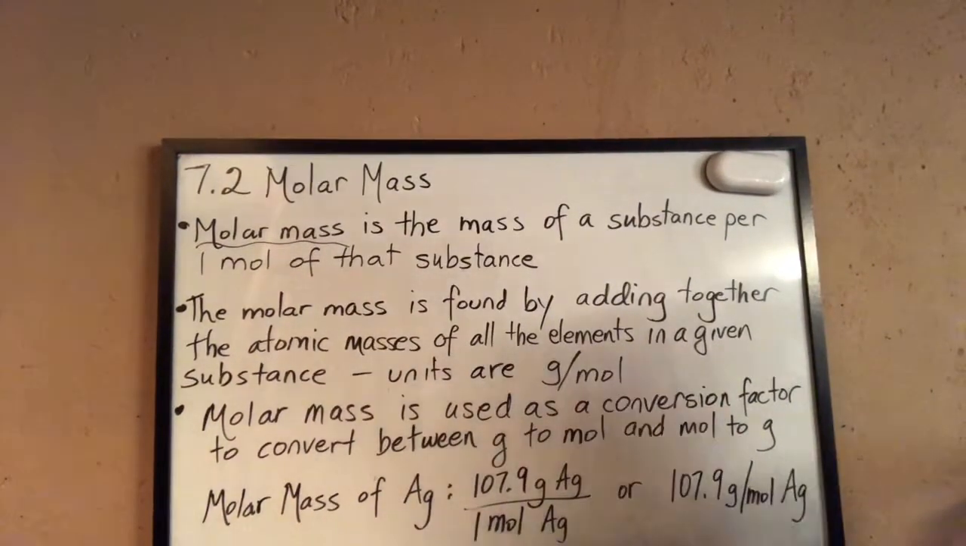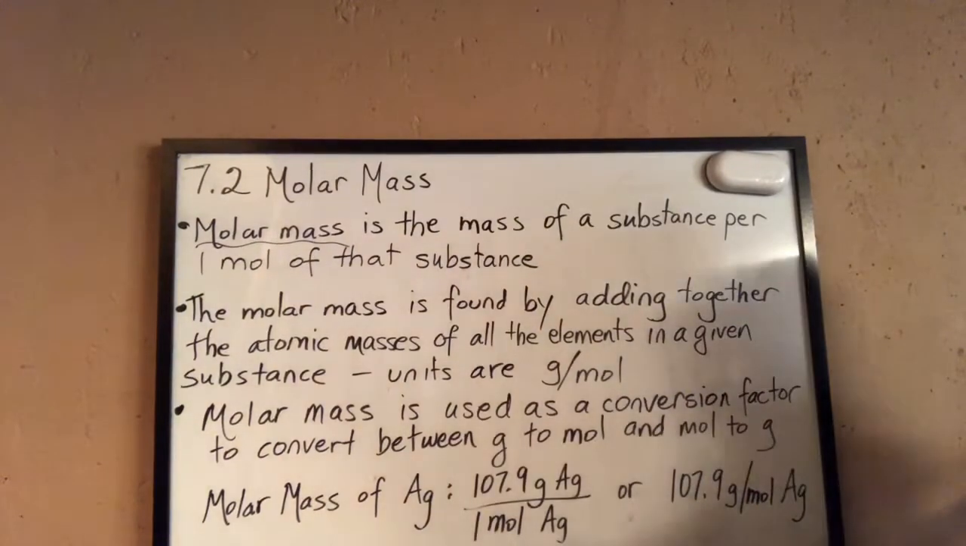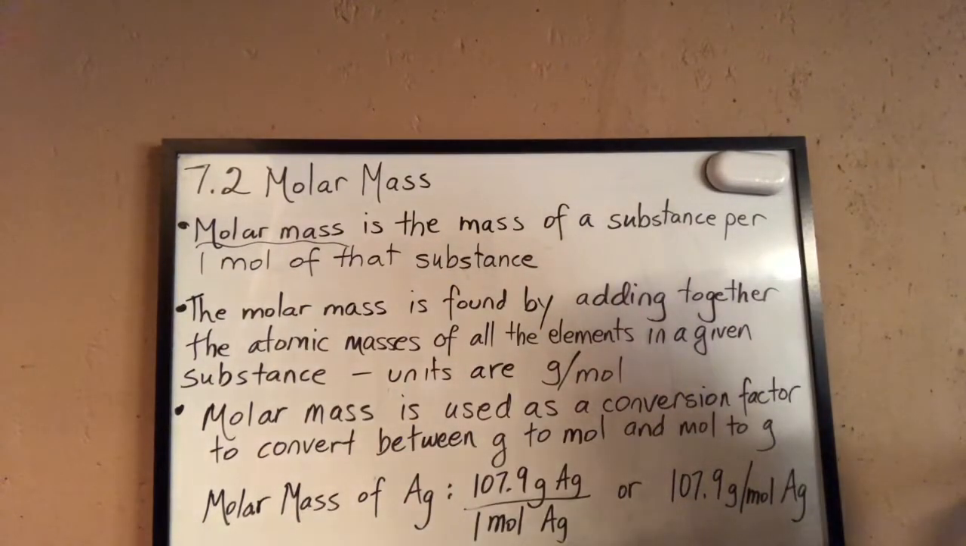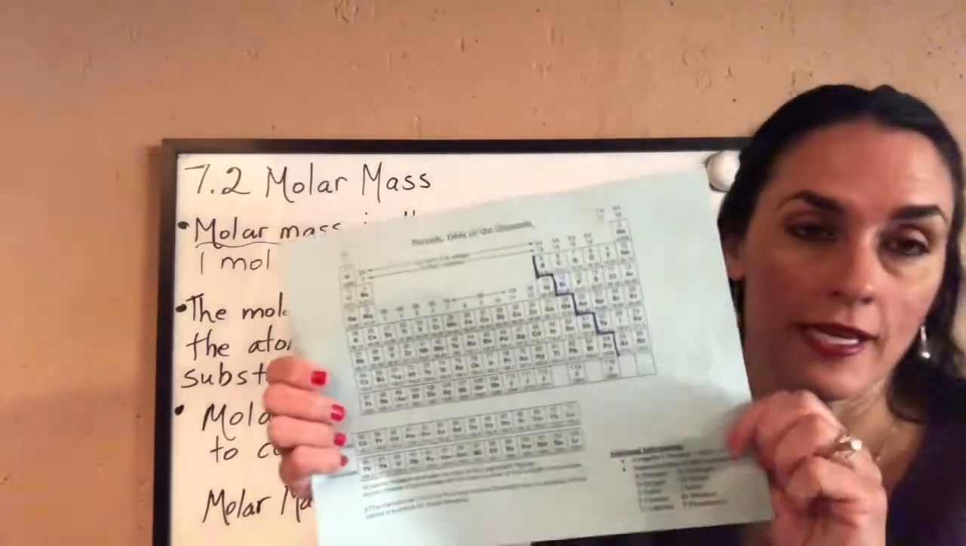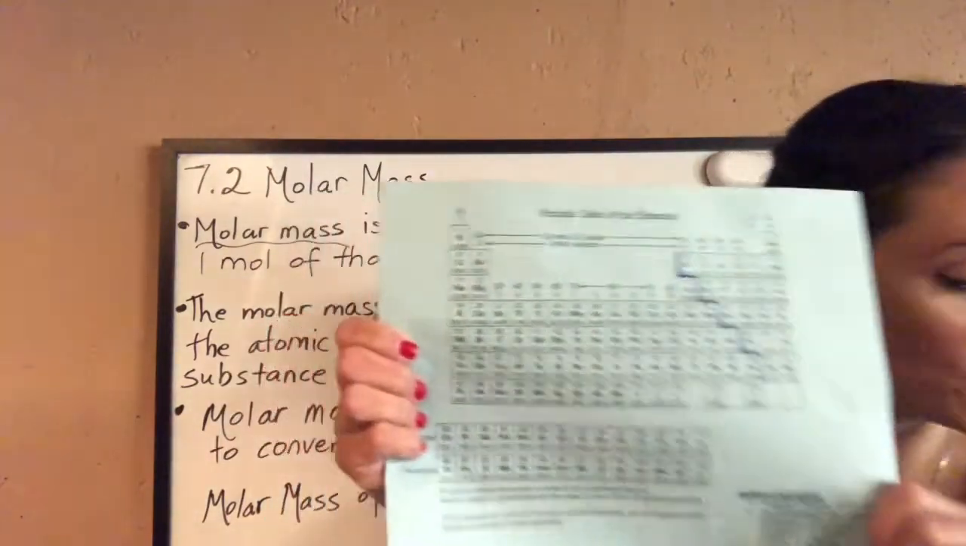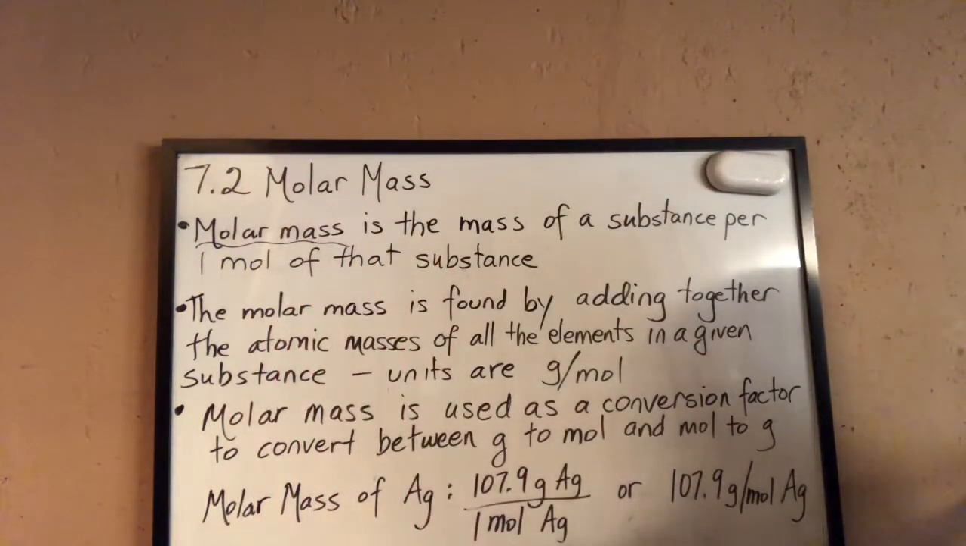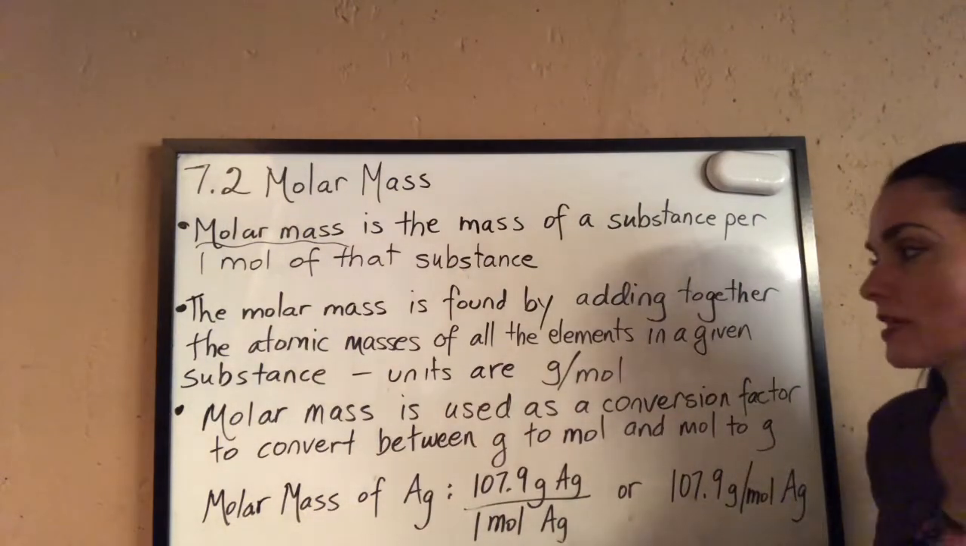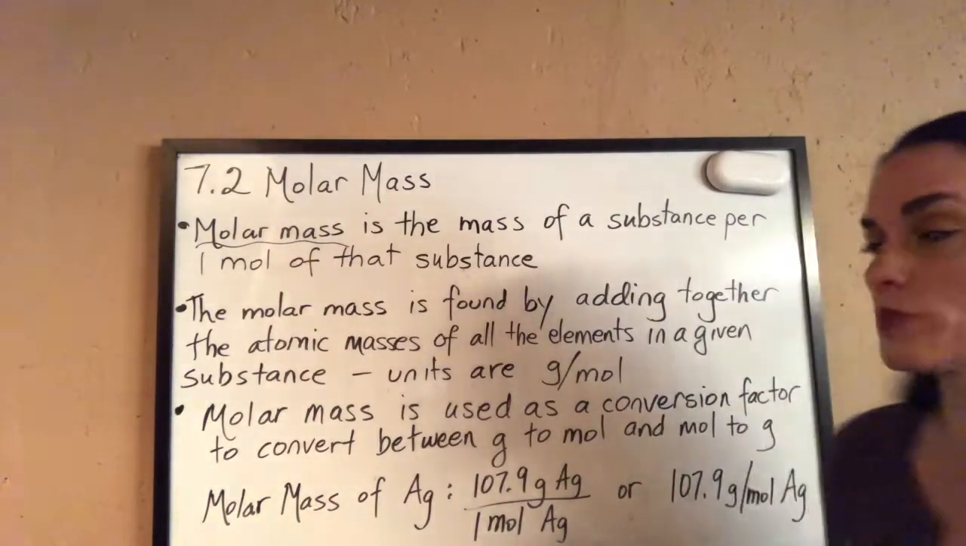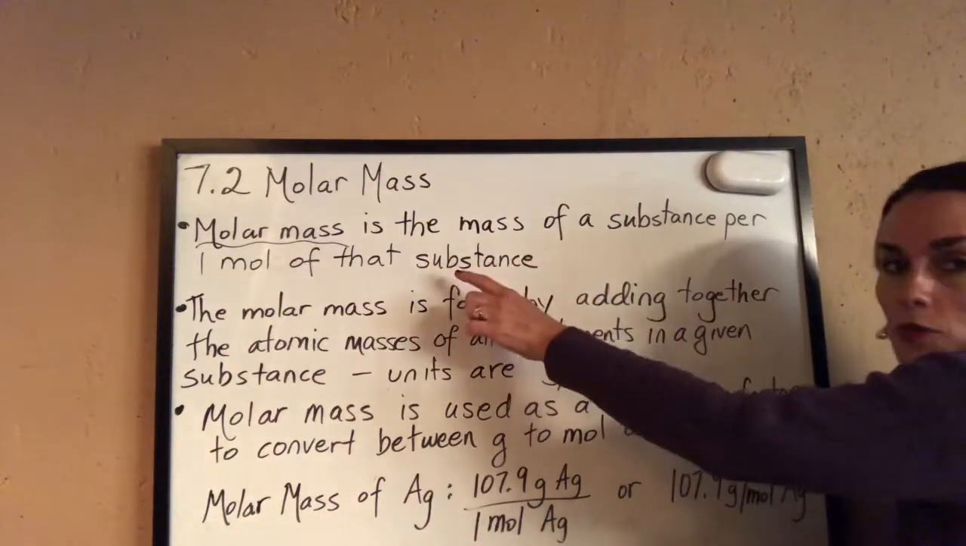Section 7.2, molar mass. Molar mass is the mass of a substance per 1 mole of that substance. We find the molar mass by using the periodic table. This is going to be your best friend in Chapter 7. The molar mass is found by adding together the atomic masses of all the elements in a given substance. And we use units of grams per mole because it's the mass per 1 mole.